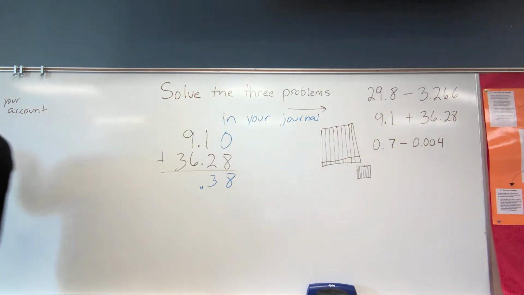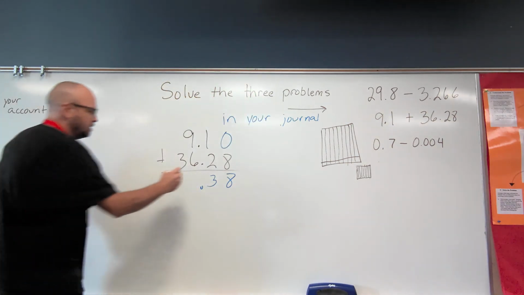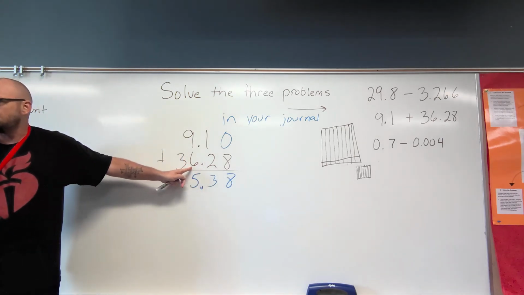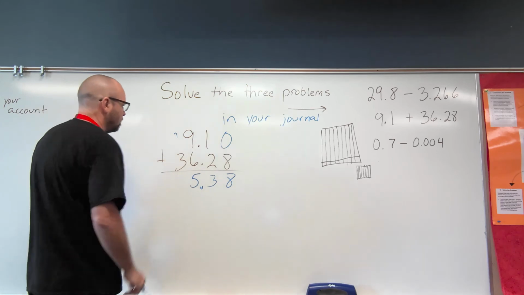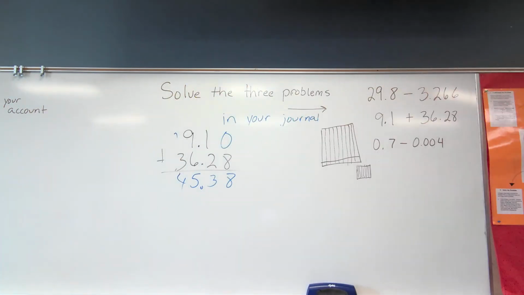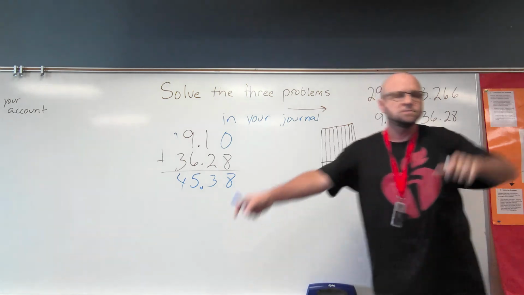The sum of 9 and 6 is? 15. Because I could add 6 plus 10 is 16, minus 1 is 15. Woo, I have 110 there. And did I get close to my estimate? Yes. David told me my estimate was 45. I got 45 and 38 hundredths. Let's go.